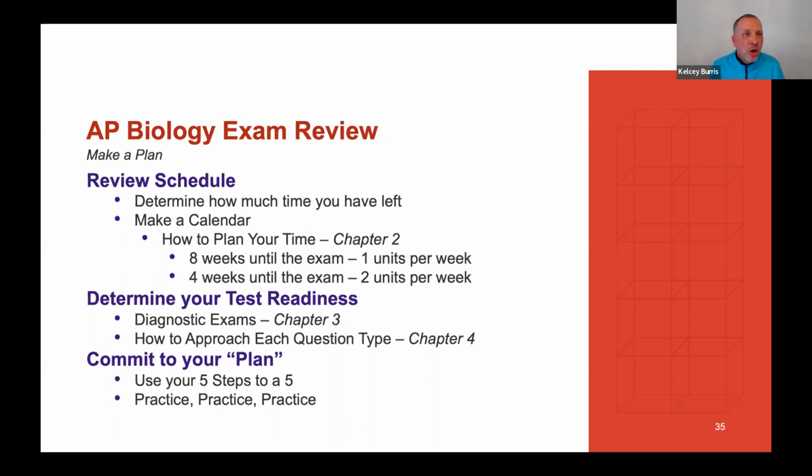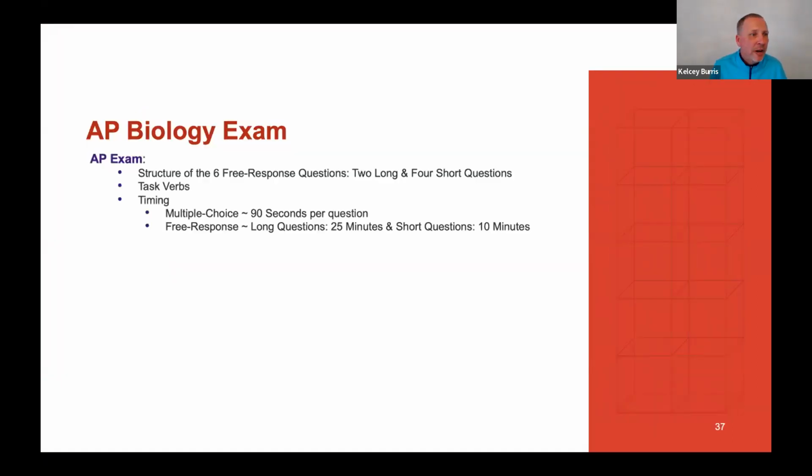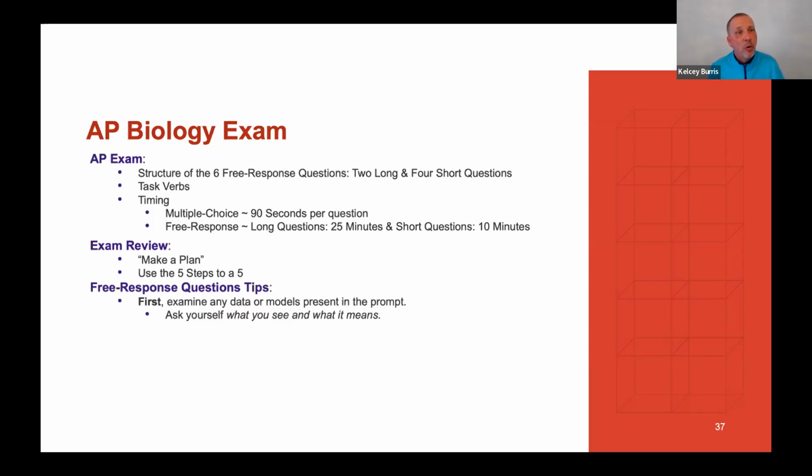All right. So with that being said, let's do a quick debrief and summary of what we went through here. We looked at the structure of the 6 free response questions. We also looked at the multiple choice section. We looked at task verbs, so don't forget about the task verbs. We took a look at exam review, where you look at a plan and use the 5 Steps to a 5. We looked at the free response question tips. So again, I'm going to bring these back up.